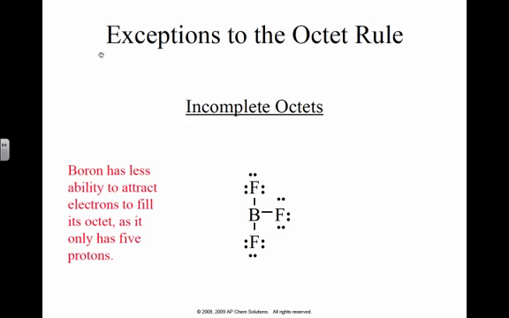Okay, in chemical bonding, there are some exceptions to the octet rule. Not all the elements are going to get 8 valence electrons. Sometimes they have less than 8, like hydrogen. Sometimes they have more than 8. Boron has less ability to attract electrons to fill its octet, as it only has 5 protons. So boron would be an exception to the octet. It has less than 8. Right here, it only has 6.